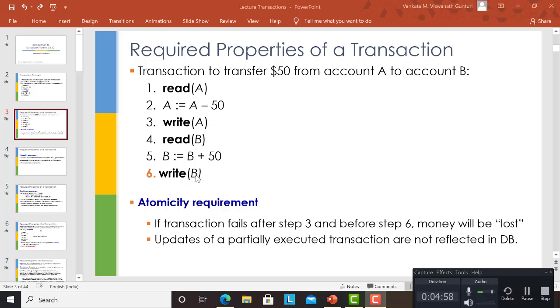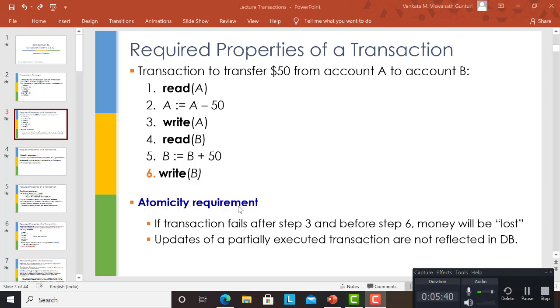For example, in this case, if the transaction fails midway, after this, then what has happened is you have taken out $50 from account A, but you have not deposited that money in account B. In the middle, there can be a network error or a system crash or something. In such a case, you lost money in thin air without it getting transferred anywhere. This is not good, as you can guess. So this is what is called the atomicity requirement of a transaction.